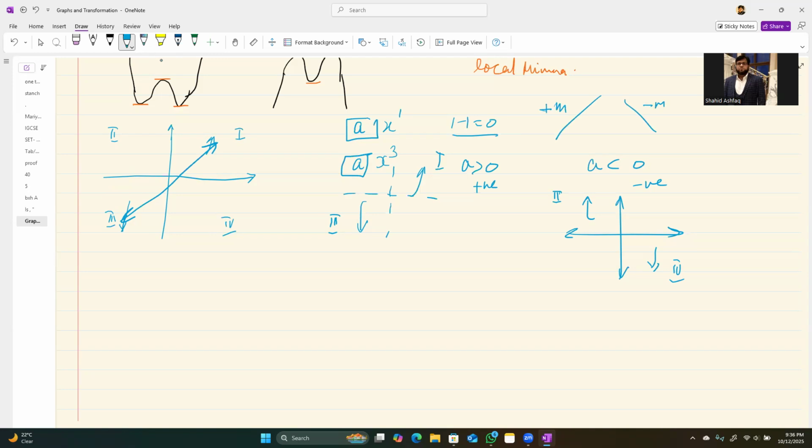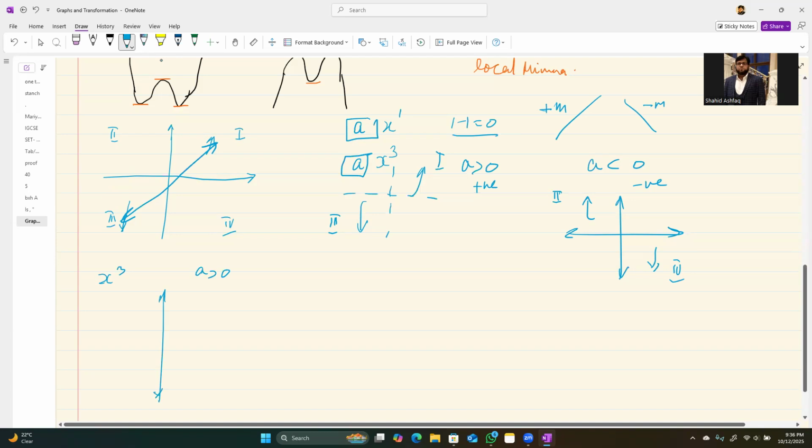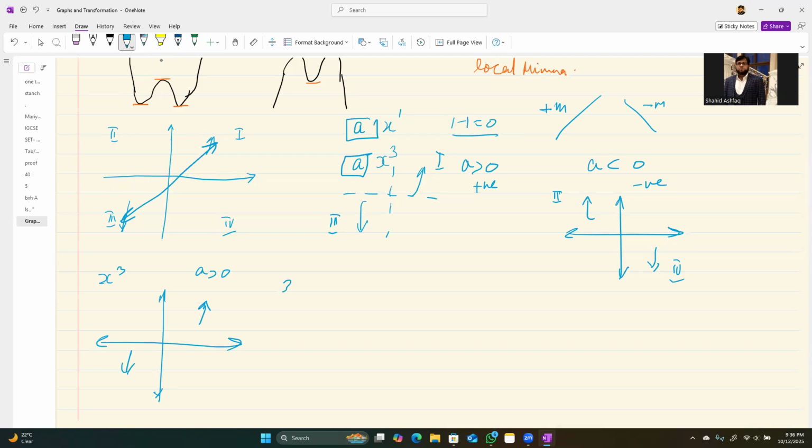Similarly, if we look at x cubed, for a positive, the graph is going to be like this, and 3 minus 1 gives us the turns, which is 2 turns, so it means 1 turn and a second turn. That makes my x cubed graph positive. If the x cubed graph is negative, then it goes from this end to this end, and 3 minus 1 gives 2 turns.